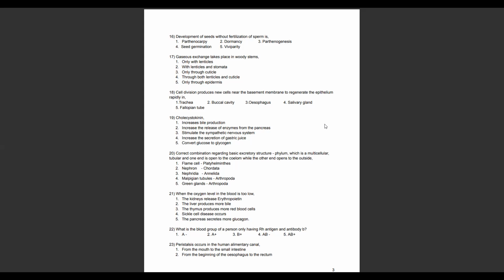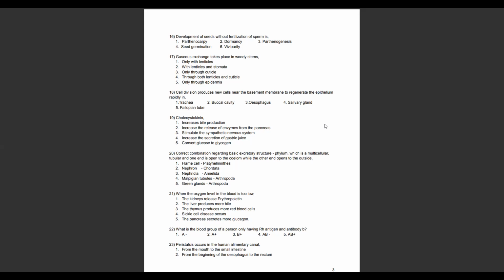Now here, the question number 17, right? They're asking about gaseous exchange in woody stems. In the stem, the woody stem, it is not green in color, so there are no stomata. In the stem, transpiration occurs through lenticels. So the answer should be the first answer. Did I say the second answer? For the 17th question, the answer should be the first answer, only through lenticels.